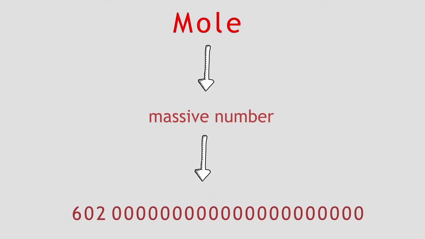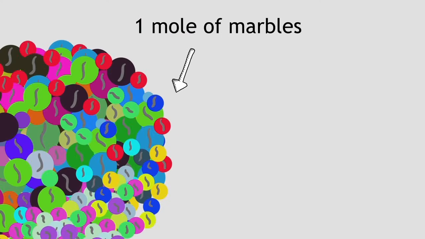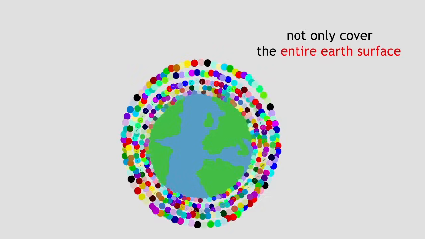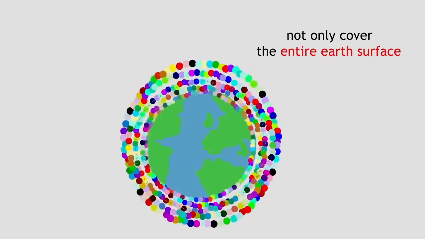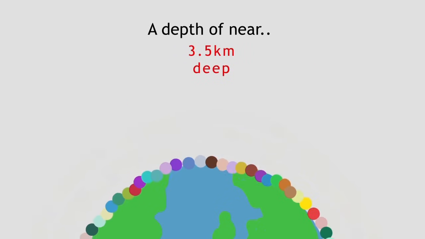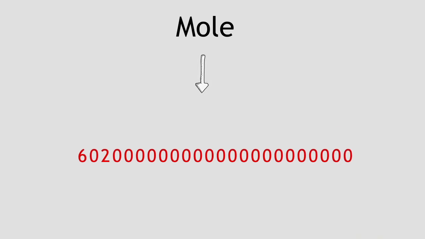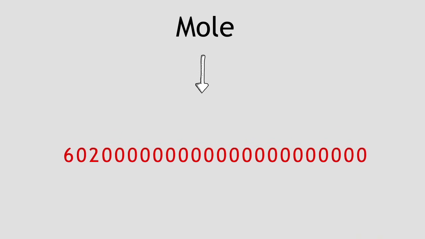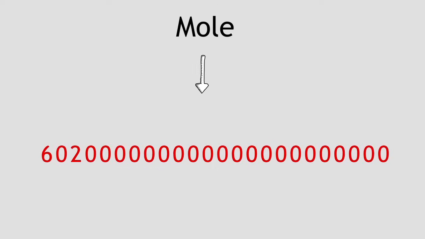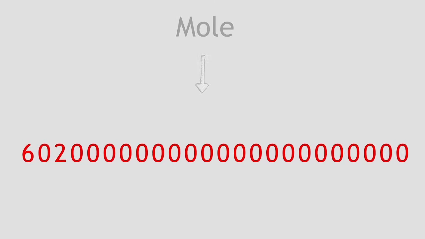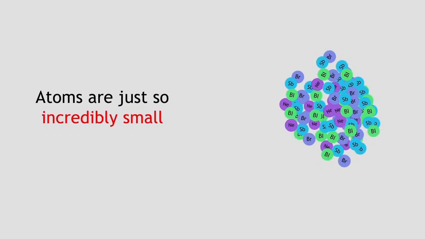Just to give you an idea of how huge this number is, if you took 1 mole of marbles, they would not only cover the entire Earth's surface, but they would cover it to a depth of near 3.5 kilometers deep. As you can see, a mole is a mind-blowingly large number, and the reason for this is that atoms are just so incredibly small.